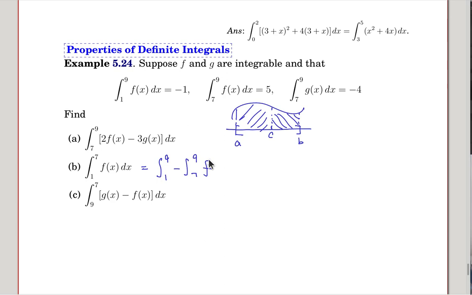Okay. And now the values are given. For this one it is -1. For that one it is 5. So that is -1 minus 5. So the value is -6.